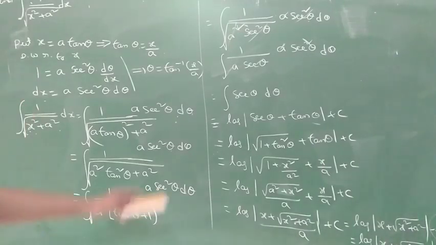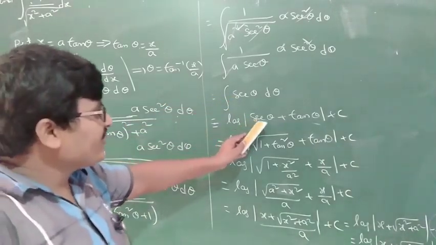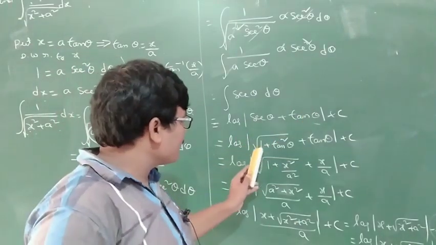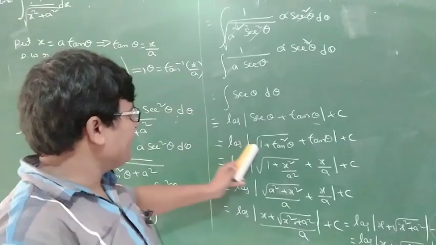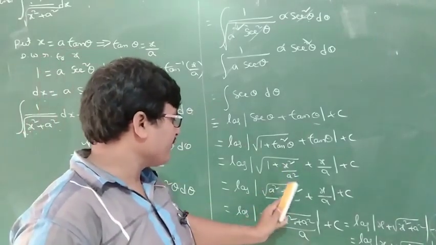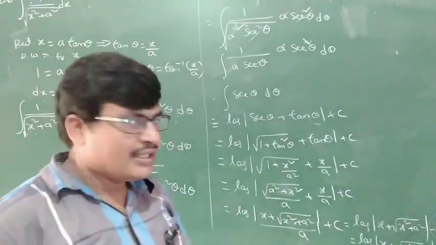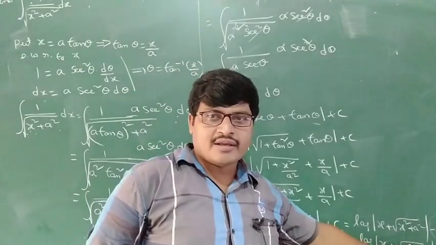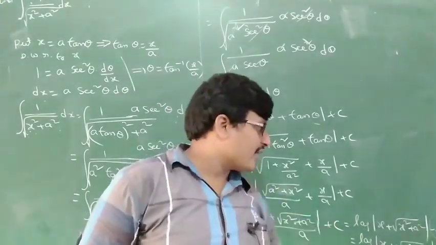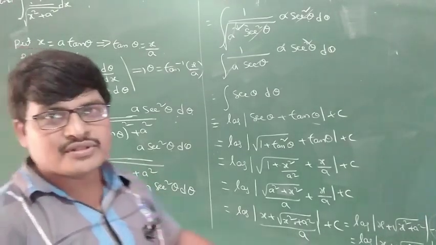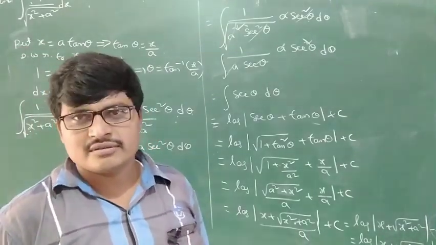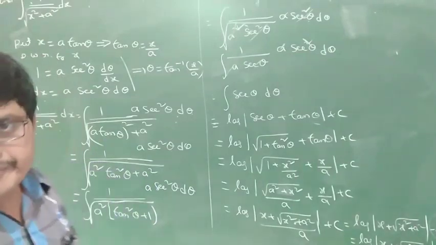Okay, the direct formula: secant theta integral is equal to secant theta plus tan theta. So secant theta is equal to root of 1 plus tan square theta. Tan theta is equal to what? x by a. Simplify, root of a square, a LCM. This is minus log a. Minus log a is a constant too, but both are constants. So this is the answer. Okay.